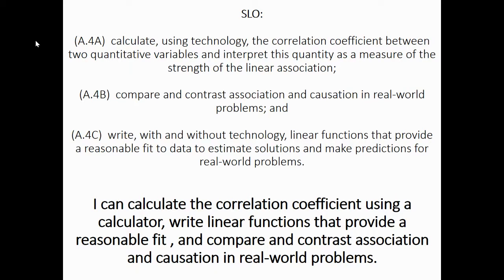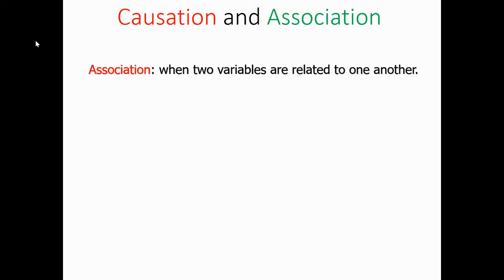Sounds all really scary, but it's really not. We're going to go through it. It's going to be super easy. Okay, so the first thing is a little bit of vocab. An association is when two things are related to one another. Anything where you talk about two things just kind of going together, you would say those are associations.